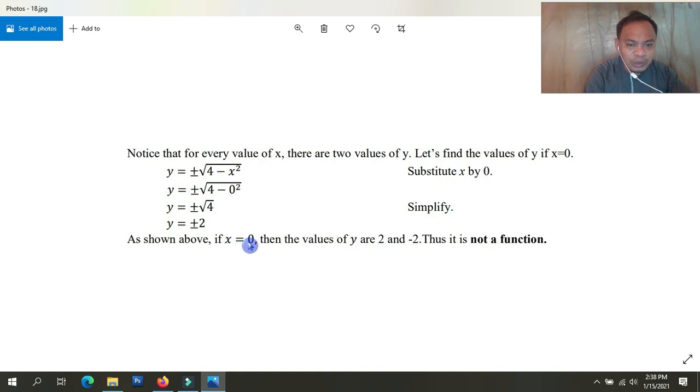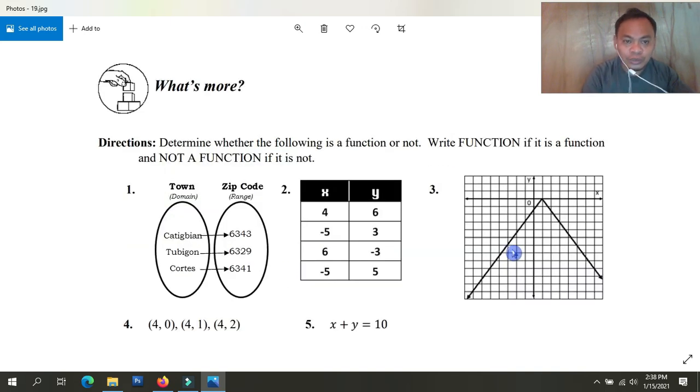If x is equal to 0, then the values of y are 2 and negative 2. May dalawang values ni y, di ba? Kung 0 si x, may dalawang values si y. So, domain si x, di ba? 0. Tapos, y is range, may dalawang values. So, it means 1 to many. Yung mapping natin, so it means it is not a function.